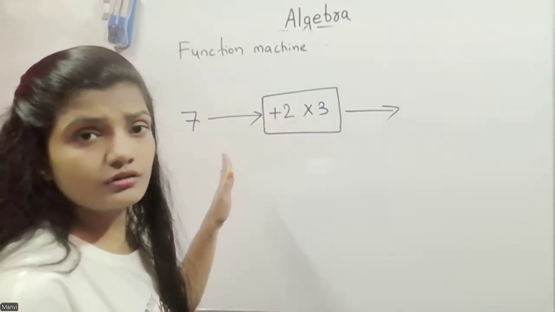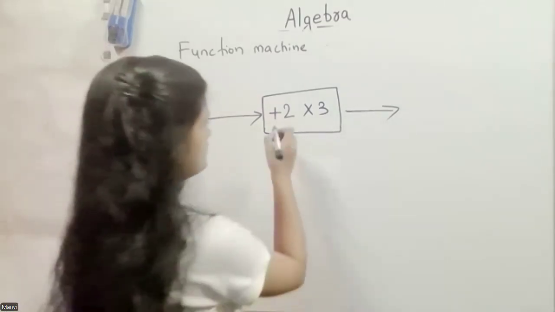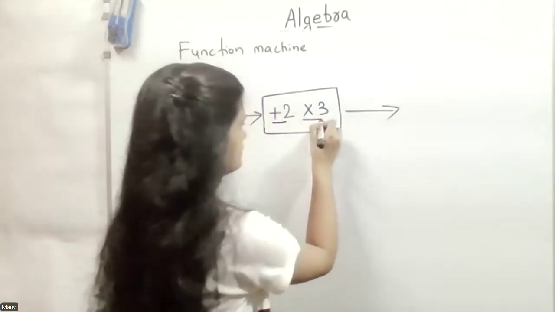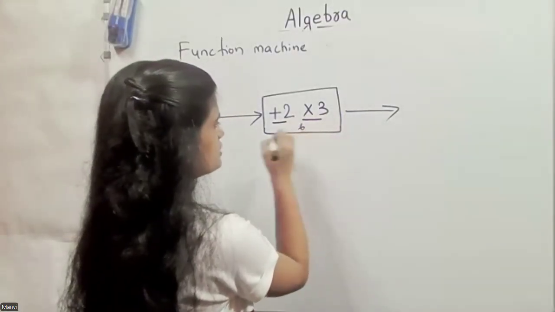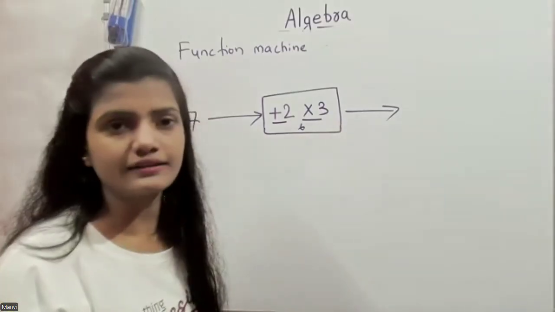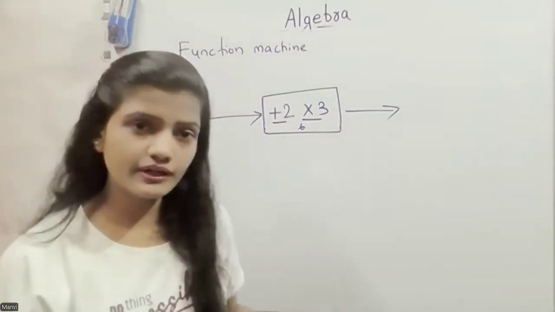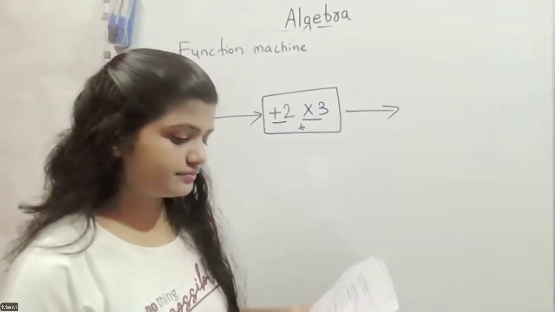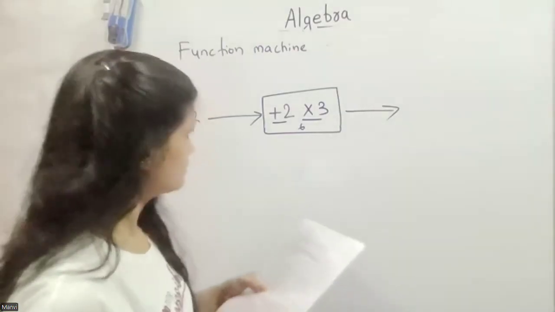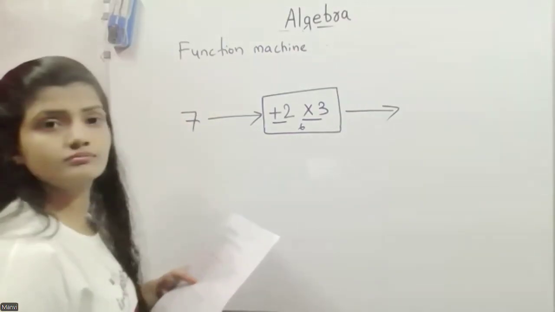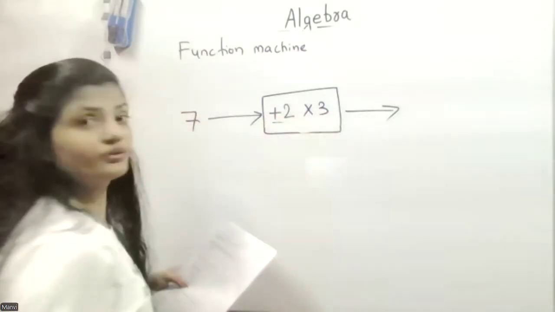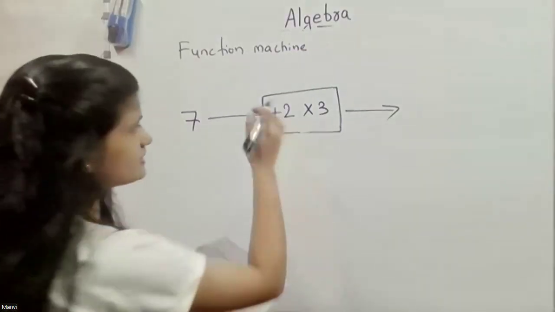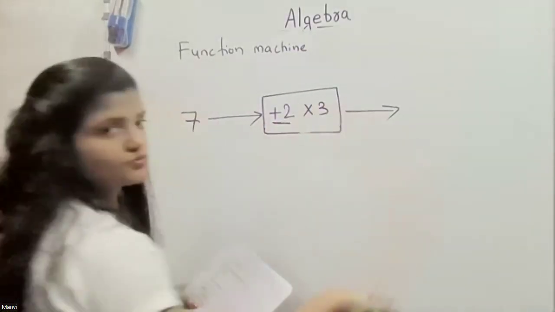First we need to do this, then do that. It's not like first 3 times 2, which is 6, and then we add 6. No, nothing like that. And some people do 7 times 3, which is 21, and 21 add 2. No, that is also wrong. Whatever they say, first add 2, then times 3.